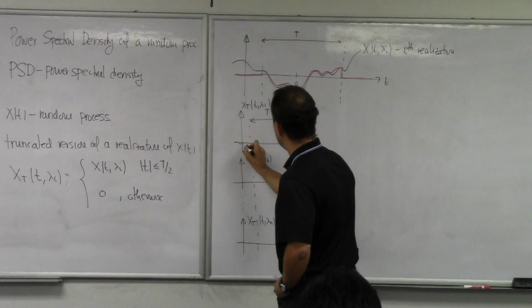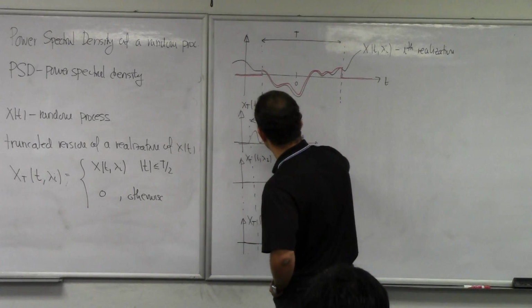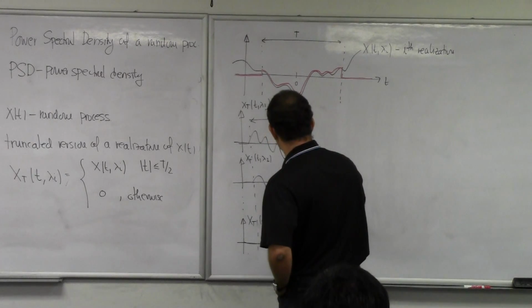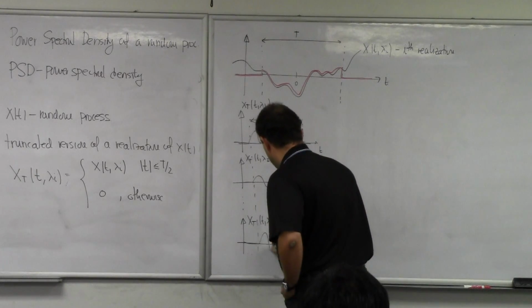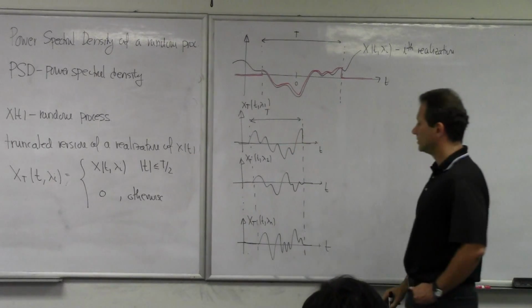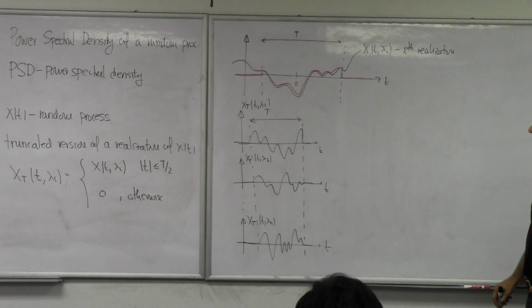Each one of them is made 0 outside of this interval, and then inside the interval they have certain behavior, whatever they may look like, right? So these are the truncated versions.